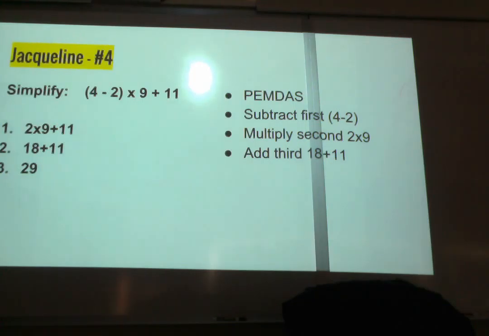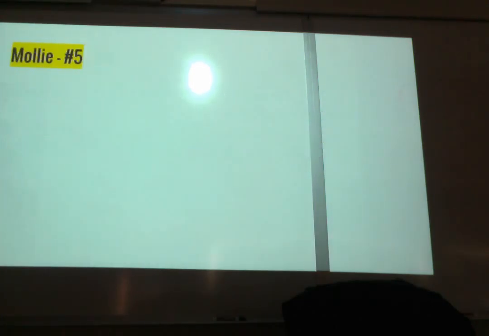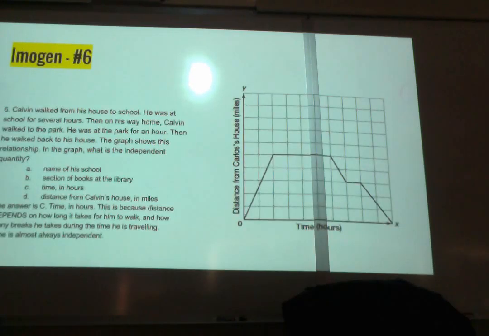So for problem 4, I use PEMDAS. I did 4 minus 2, which is 2, times 9 plus 11. Then I multiplied 2 times 9, which is 18, plus 11. Then when you add them in, you get the answer. Thank you. So she did the subtract because it was in the parentheses. Then the multiply because that's what comes next in PEMDAS. Then we were down to an 18 plus 11. Thank you, Jacqueline.